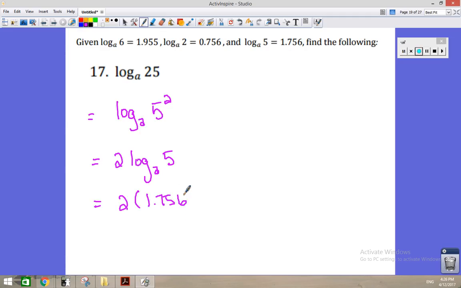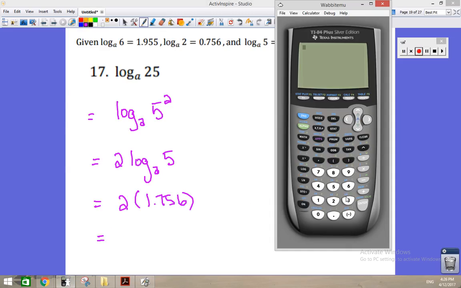And again, I don't want to make a mental arithmetic error, so I'm going to come in here and use the calculator, my online calculator. 3.512. Alright.